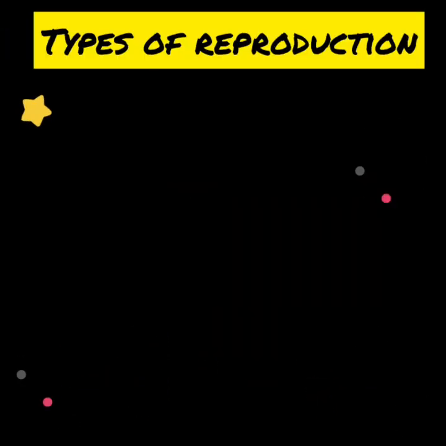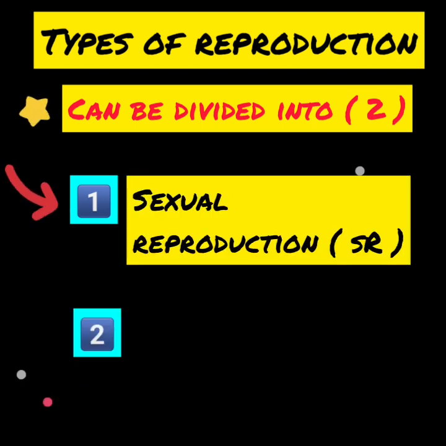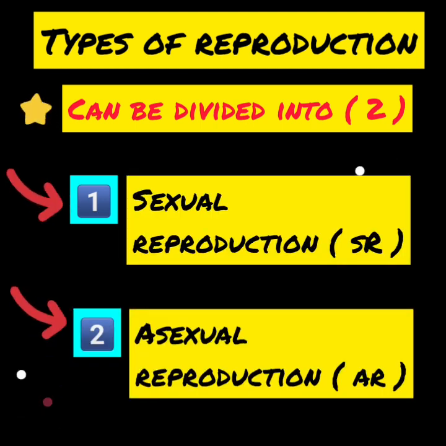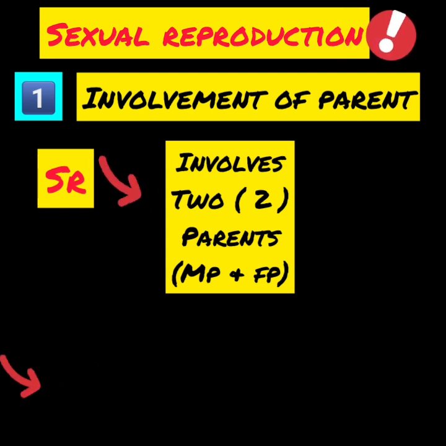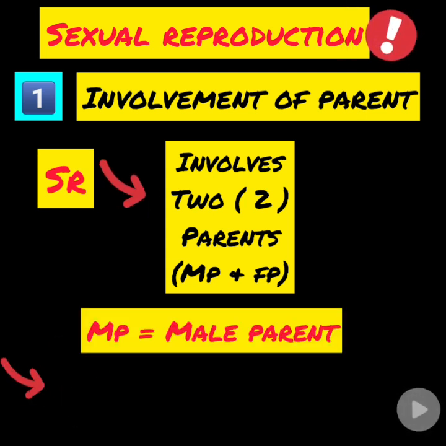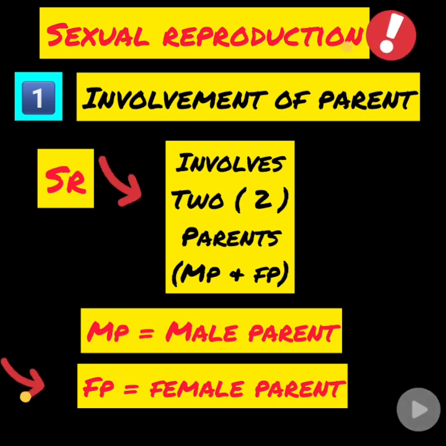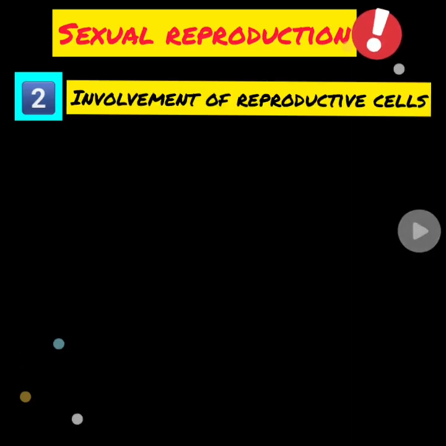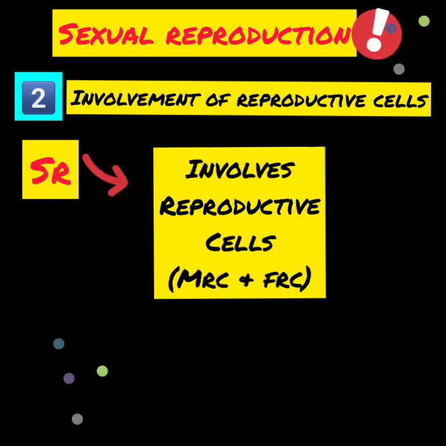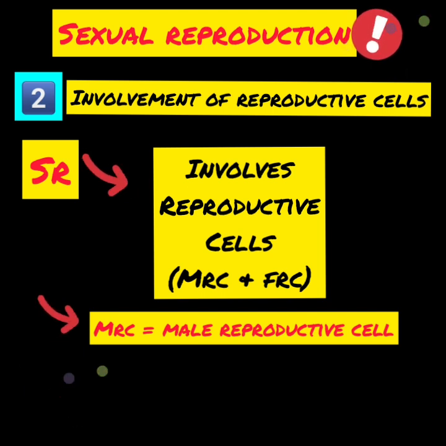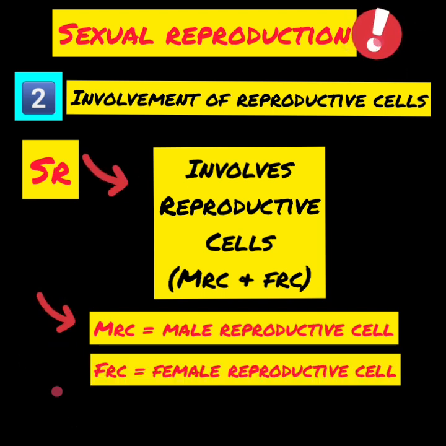Previously, we have discussed sexual reproduction and asexual reproduction. Do you still remember the 7 points that we discussed? Previously, we understood that humans reproduce sexually. So, let's discuss the first point of sexual reproduction, which is the involvement of 2 parents, which are the male parent and female parent. Let's proceed to the second point, involvement of reproductive cells. Sexual reproduction involves reproductive cells, which are male reproductive cells and female reproductive cells.